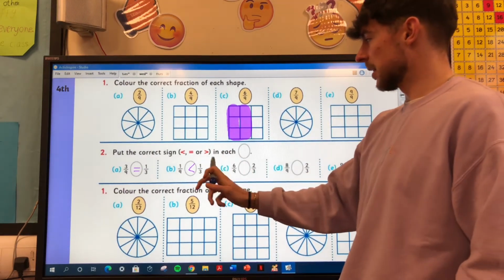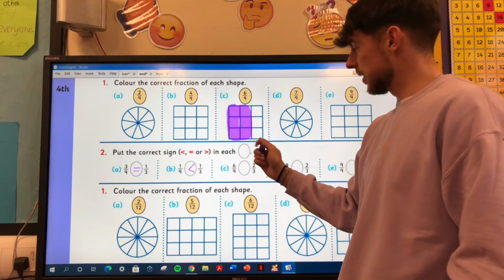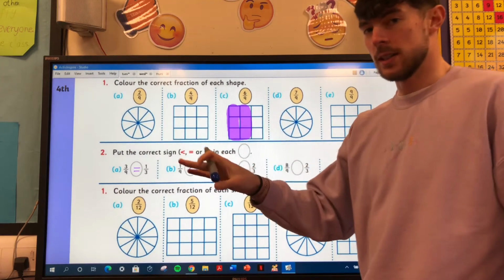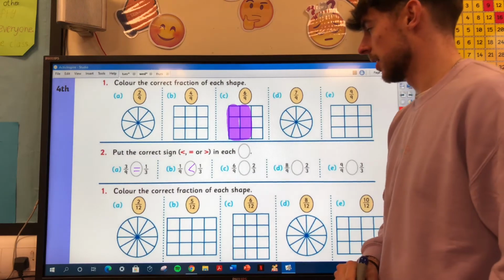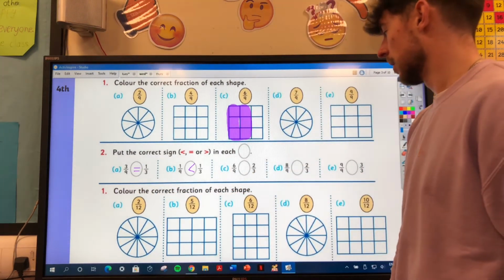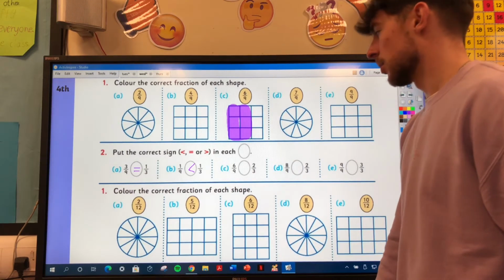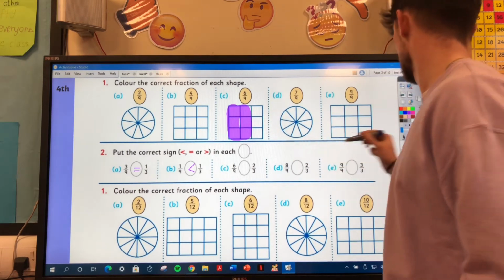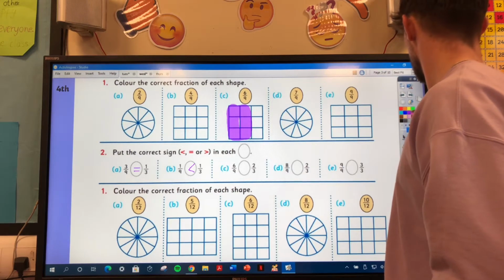Just type in the value, or if you find it easier to draw it, you can draw it as well. Whatever you find easier, just put in the value in there, alright? Okay, and then we colour the fraction of each shape down here. So we've 12ths here, right? So all I have to do is colour in the fraction, same as up here. I'll do one example for you.